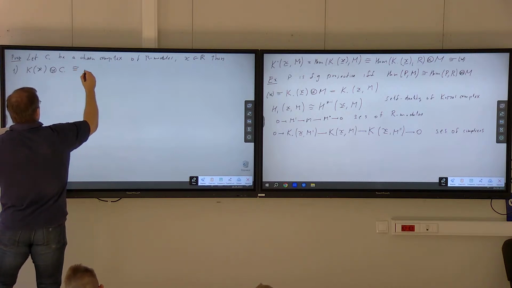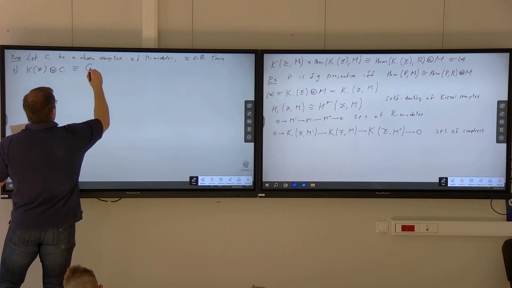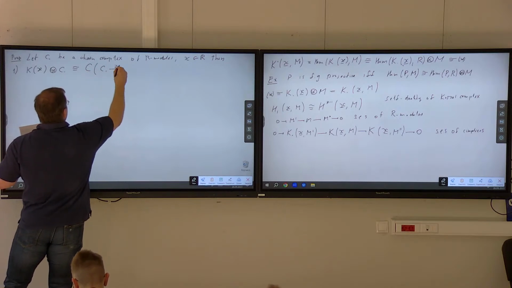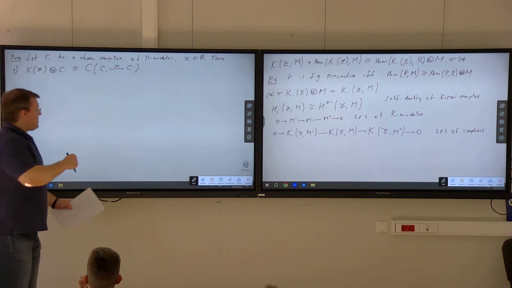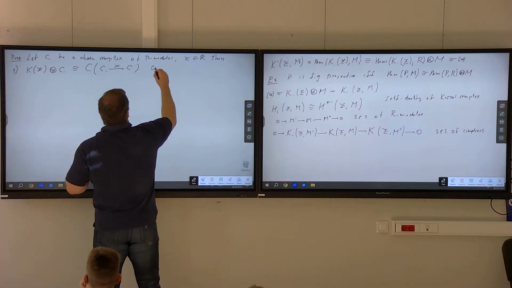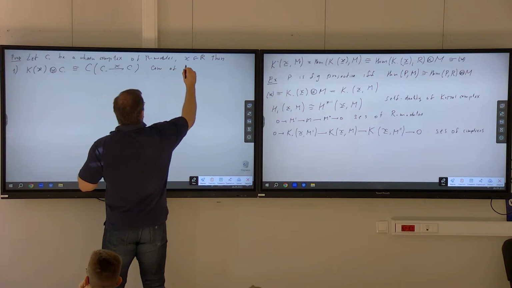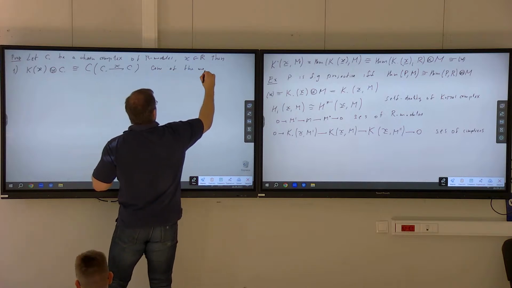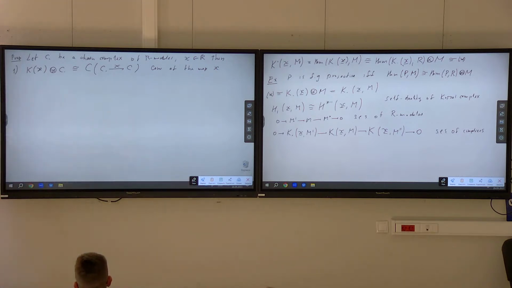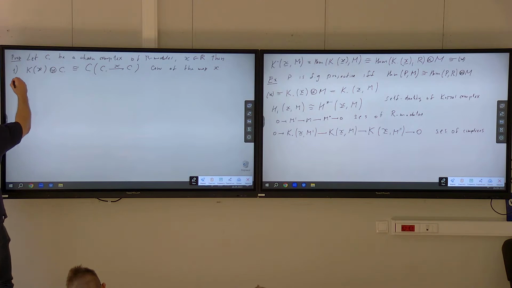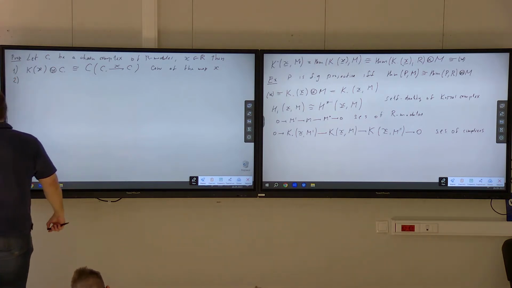this is isomorphic to the cone of the map from the complex to itself, given by multiplication by the element x. So this is the cone of the map multiplication by x. I'm going to comment during the proof on what the cone is and how we get it. If you don't remember the definition or don't know it, it's not a problem. I will say what we need to know.